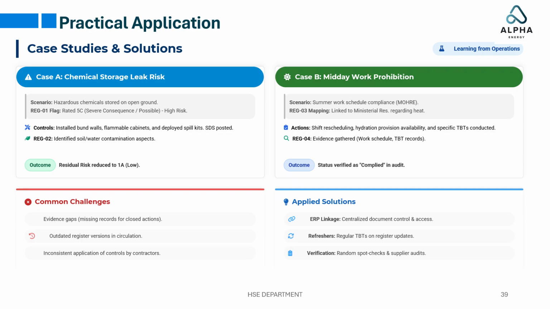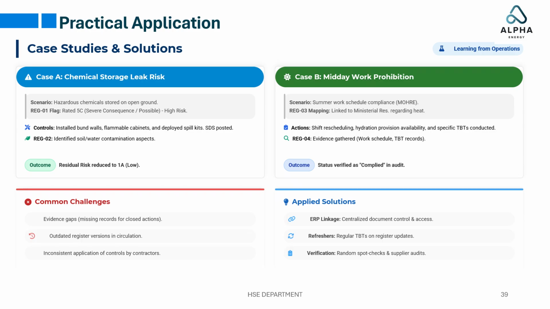The organization implemented controls such as adjusted work schedules, hydration stations, and targeted toolbox talks, TBTs, to ensure worker safety and regulatory compliance. Evidence such as work schedules and TBT records was documented in the Compliance Evaluation Register, Reg 04. During audits, the requirement was verified and the status was recorded as complied.